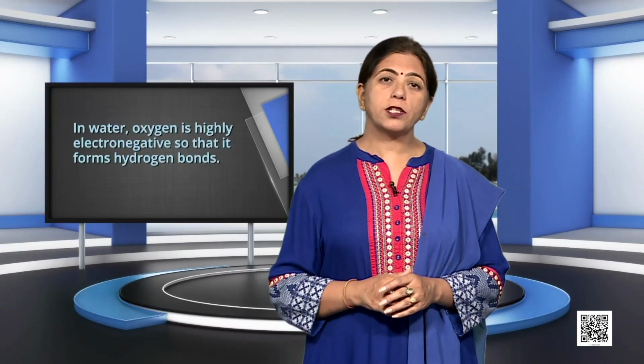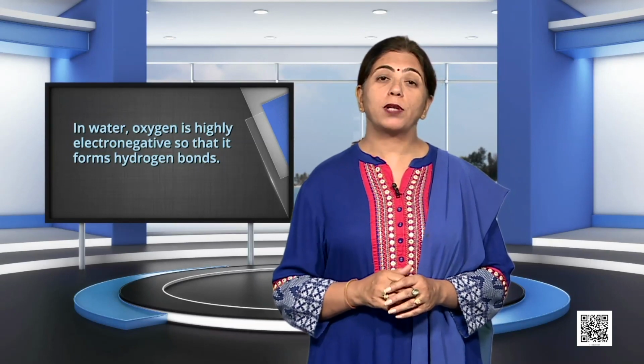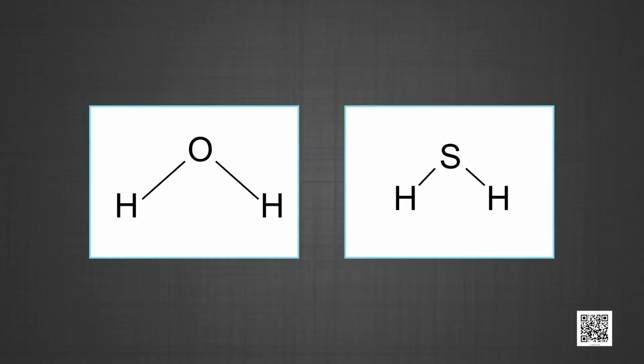In water, oxygen is highly electronegative, so that it forms hydrogen bonds. As a result, the molecules of water get associated with one another and this raises the boiling point of water. Consequently, water exists as a liquid at room temperature. On the other hand, the electronegativity difference of the atoms in H2S is less and hydrogen bonding in H2S is almost negligible. As a result, H2S is not associated and exists as a gas at room temperature.